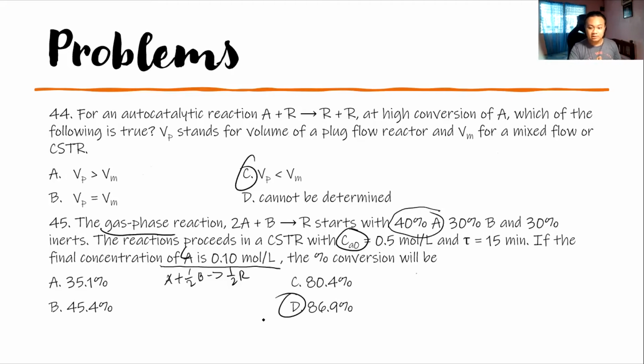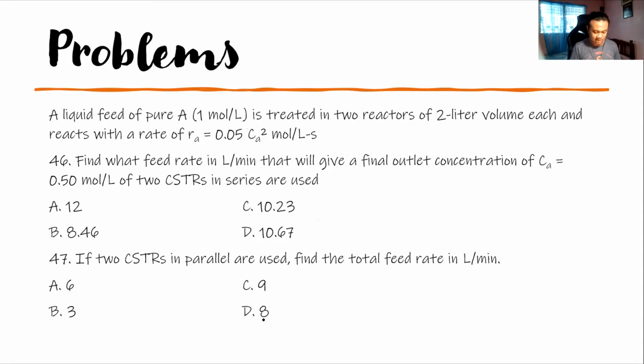Now, let's move on to the last 5 numbers, which is really fun to solve. I really had fun with this. So, a liquid feed of pure A is treated in 2 reactors of 2 liter volume each and reacts with a rate of 0.05 Ca2 mol per liter per s. So, how do we do that? Number 46: find what feed rate in liters per minute will give a final outlet concentration of Ca 0.5 mol per liter if 2 CSTRs in series are used. Okay, so 2 CSTRs daw, number 46.